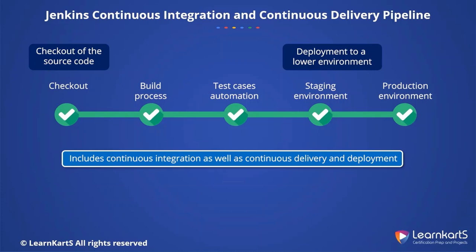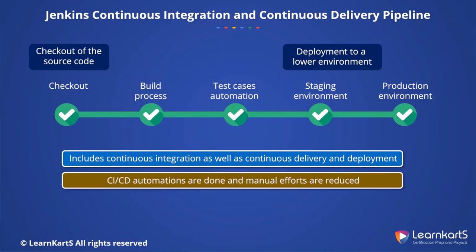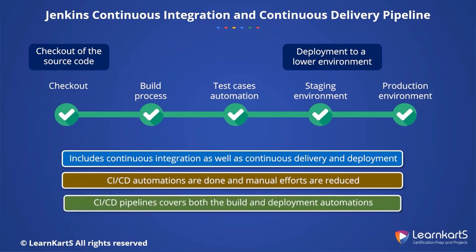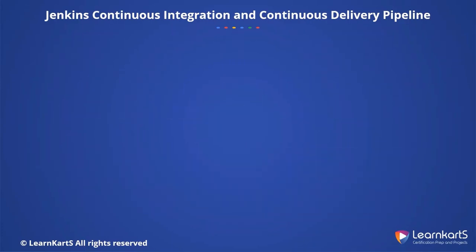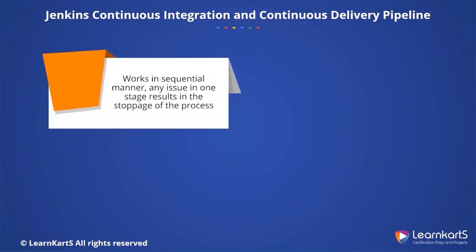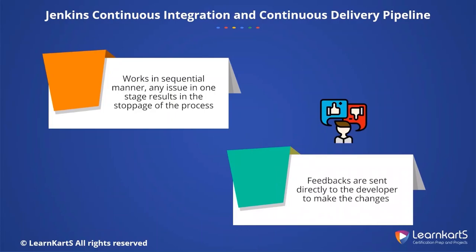That's the reason we call it a CI/CD pipeline, because we want to see how the CI/CD automations can be done and how we can get rid of manual efforts. So the CI/CD pipeline covers both the build and the deployment automation for us. In this diagram, you can see it works in a sequential manner. If any issue comes up in one stage, you will not be able to proceed further. You will be stopped there itself, and feedback will be sent out immediately to the developer and the concerned team.